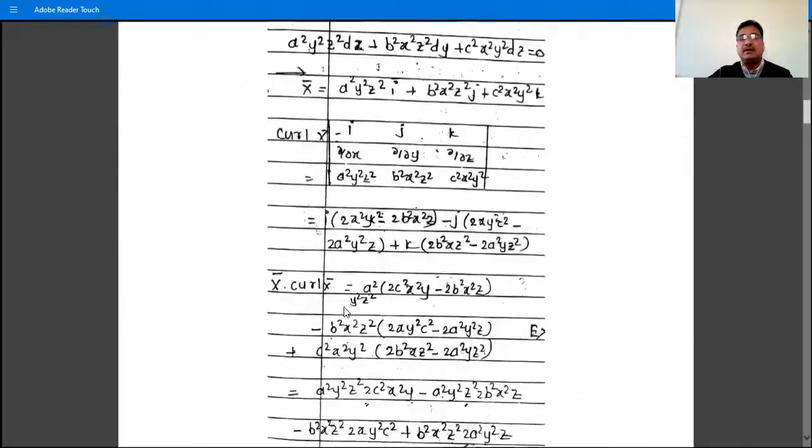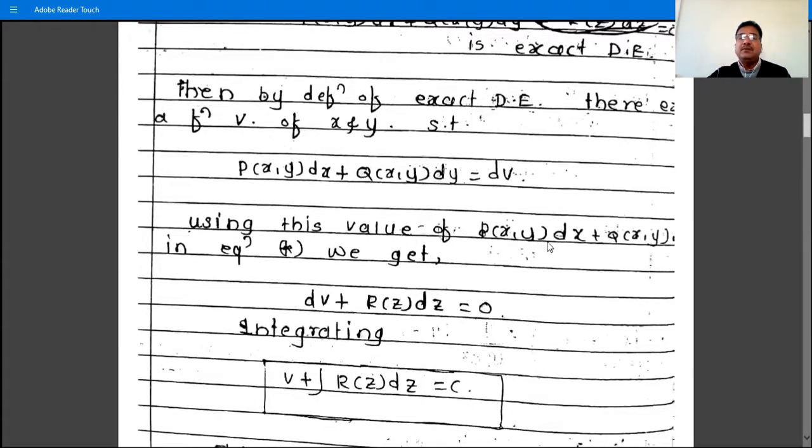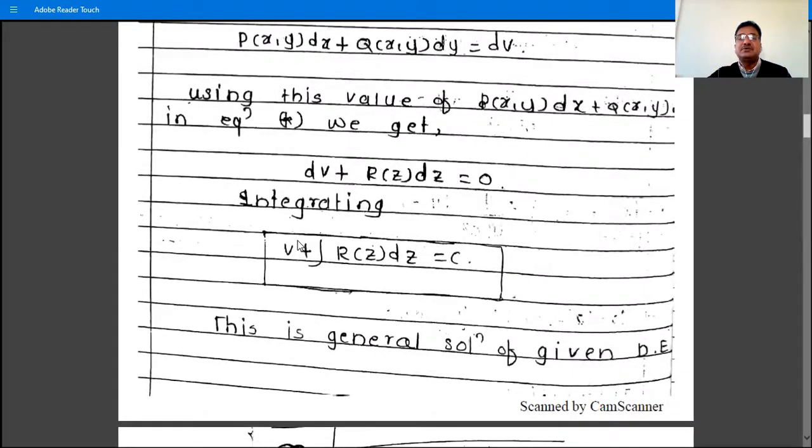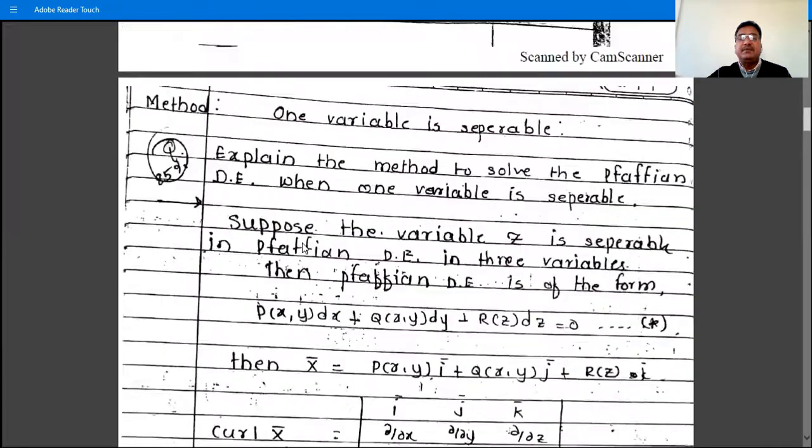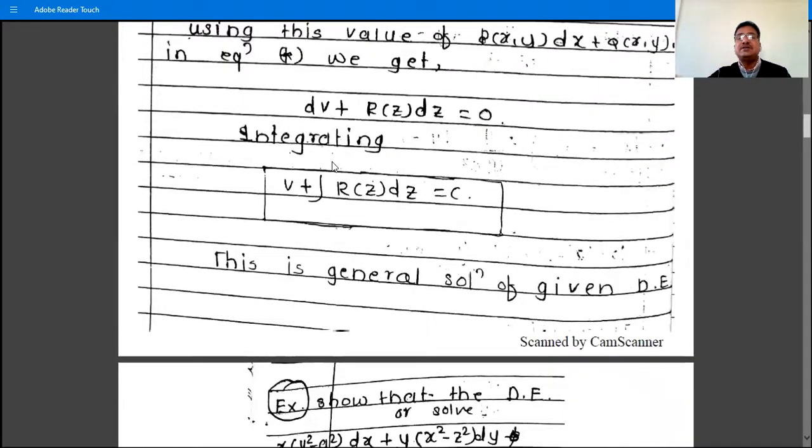So in general discussion, that function is v. Once the function is differentiable, the differential equation is an exact differential equation, then we have a function such that its complete derivative is P(x,y) dx plus Q(x,y) dy. Substituting this P dx plus Q dy in the equation star as dv plus R(z) dz, and then just integrating, we have the integration of dv is v, plus the integration of R(z) dz is equal to a constant, and this is the general solution of the given differential equation.